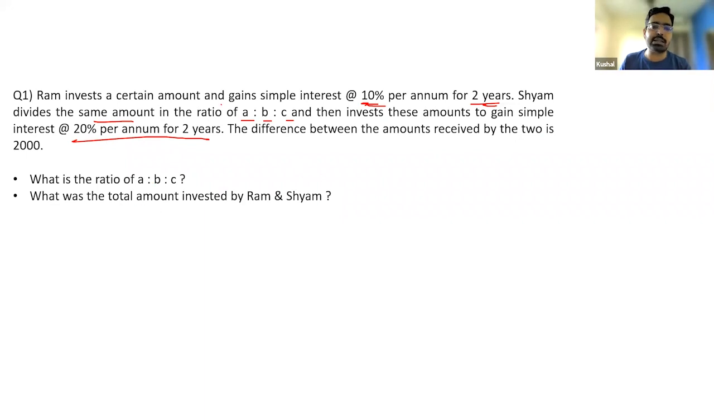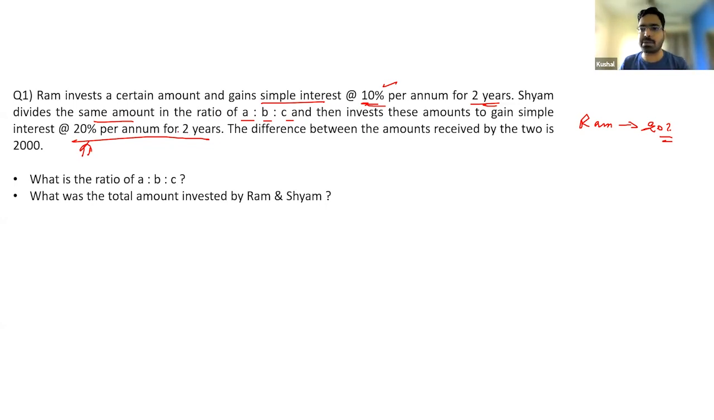Now, if you look at this, Ram is investing a certain amount at 10% simple interest for 2 years. That means we can numerically add 10% for 2 years. That's going to be 20% interest. So Ram is going to generate what? Ram is going to generate 20% interest. Sham divides the same amount in the ratio A is to B is to C. So whatever may be the ratio over here, let's say suppose I take 1:2:3 or 2:3:4. On each of these amounts, I'm going to generate 20% per annum for 2 years.